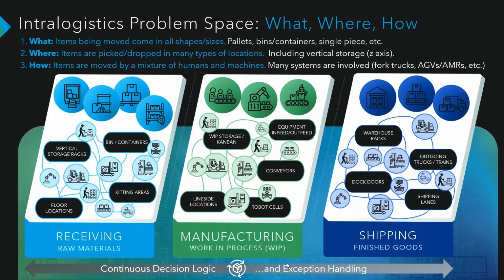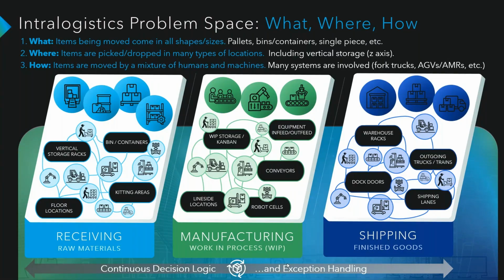We typically use this model when we communicate to customers kind of the complexity of this. Anyone that's worked in intralogistics probably gets this, but we use this kind of what, where, and how model to define this. So when we talk about what, we're talking about the types of materials that are being moved around. They come in many shapes and sizes. Sometimes the raw materials coming into your receiving area get transformed into subassemblies and components that get consumed later on in your process.